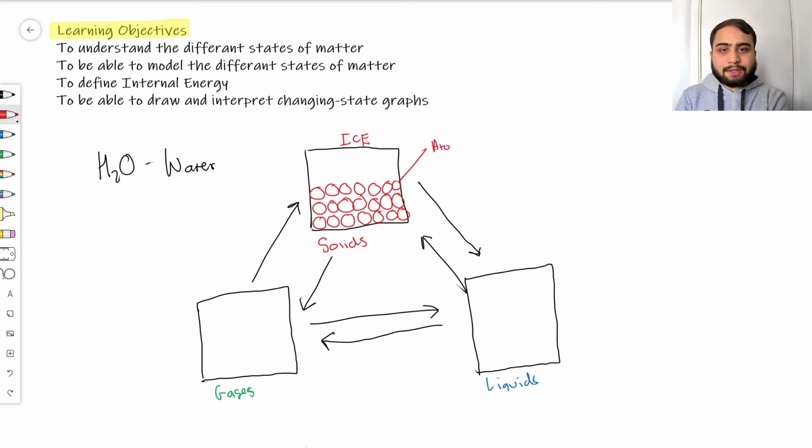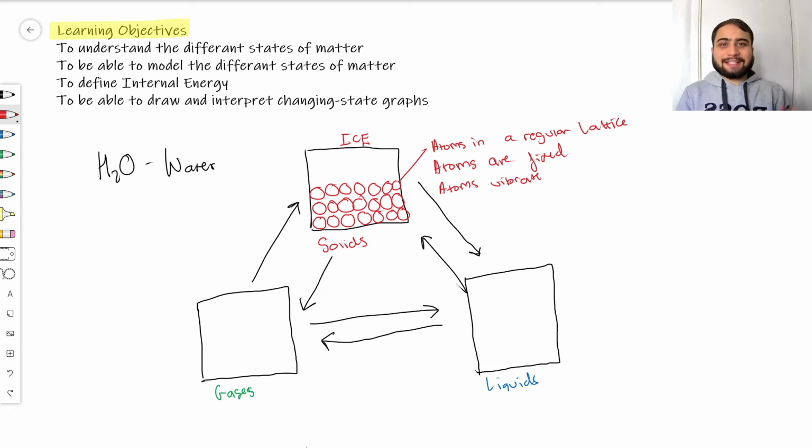Okay, so atoms in a regular lattice. That's a brand new word there. This arrangement of things in a sort of grid is called a lattice. So atoms are arranged in a regular lattice. Atoms are fixed. That's really two things I need you to understand about solids. Because the atoms are fixed, they can't move past each other, which makes sense. And atoms vibrate. That's just a property of all atoms. The vibration of the atom talks about its kinetic energy. Its kinetic energy describes its temperature. That's just a little bit of extra information for you there.